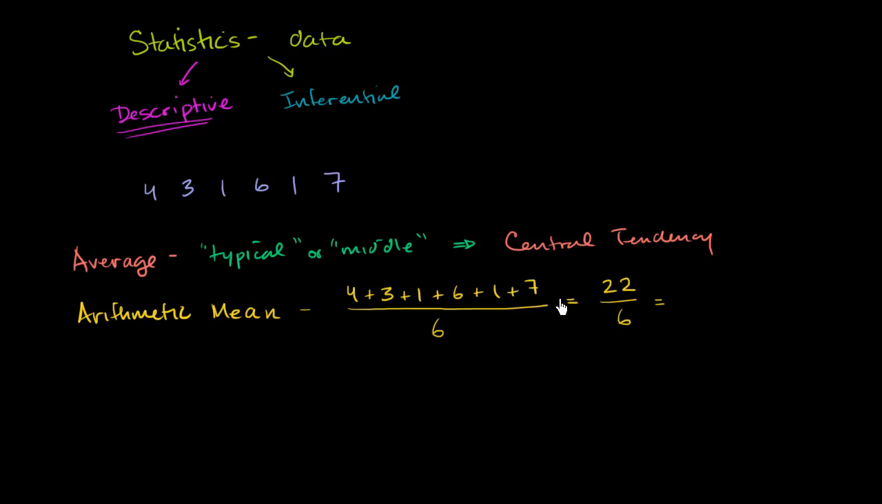And we could write this as a mixed number. 6 goes into 22 3 times with a remainder of 4. So it's 3 and 4/6, which is the same thing as 3 and 2/3. We could write this as a decimal, 3.6 repeating. So this is also 3.6 repeating. We could write it any one of those ways. But this is a representative number. This is trying to get at a central tendency.